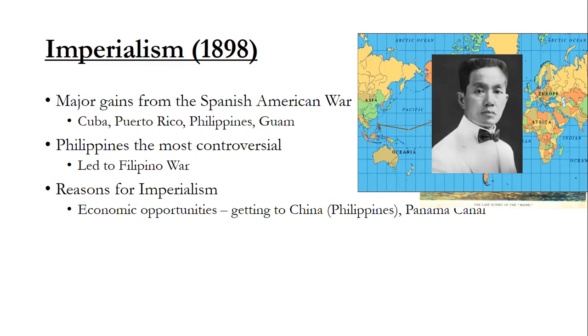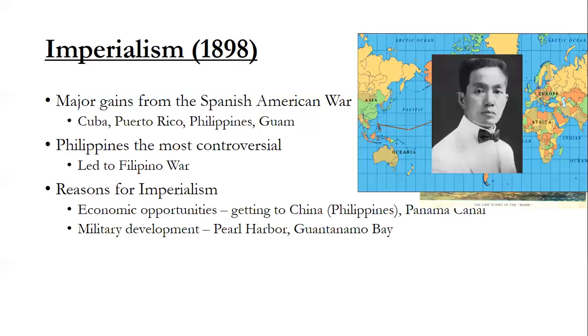Now, the reasons for imperialism, there's three different reasons. The first was economic opportunities, and most of this revolved around getting to China. And that's why the Philippines were so crucially important, because you can see back on this map right here that China is really, really close to the Philippines. So we could park in the Philippines, refuel, and then make it to China very easily. This is another reason why we wanted the Panama Canal, so that we could get over to China much quicker and not have to go underneath South America.